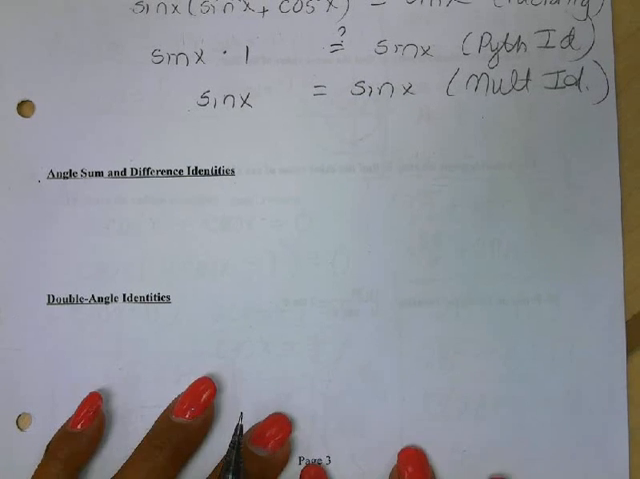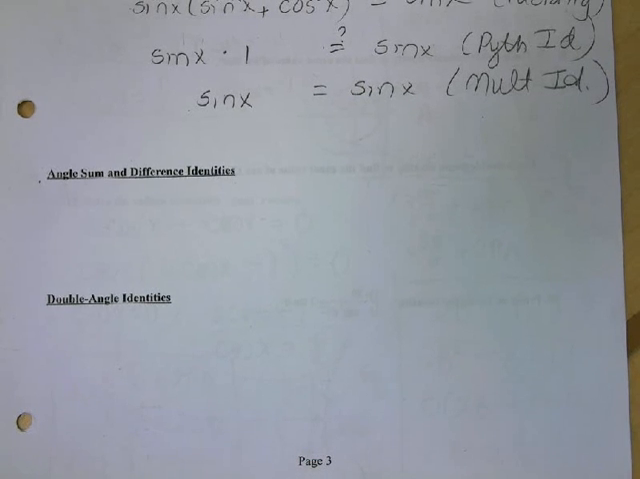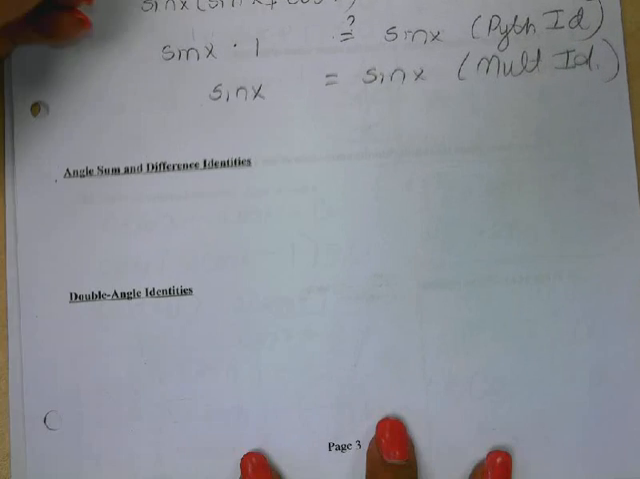In today's video, we're going to look at the angle identities for sums and differences for sine and cosine, and also the double angle identities, and look at a couple of applications. So we'll start with the sum and difference angle identities.